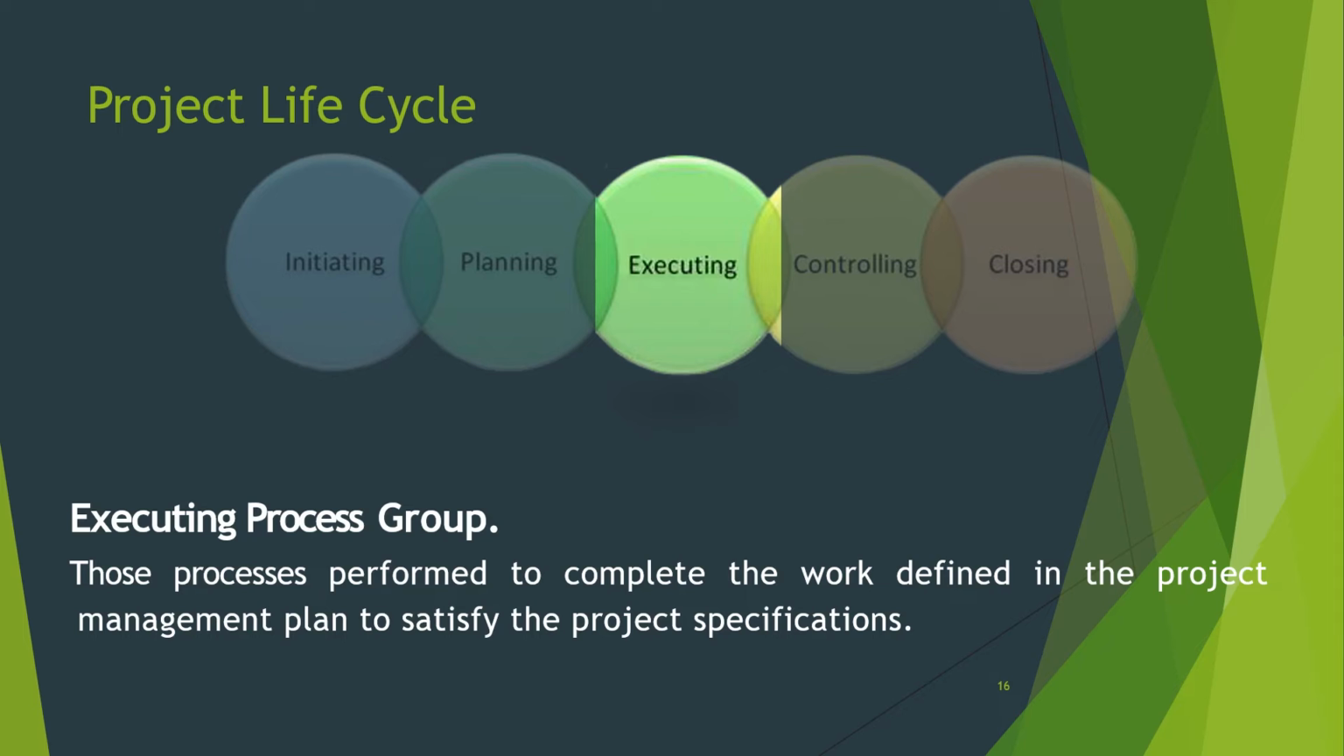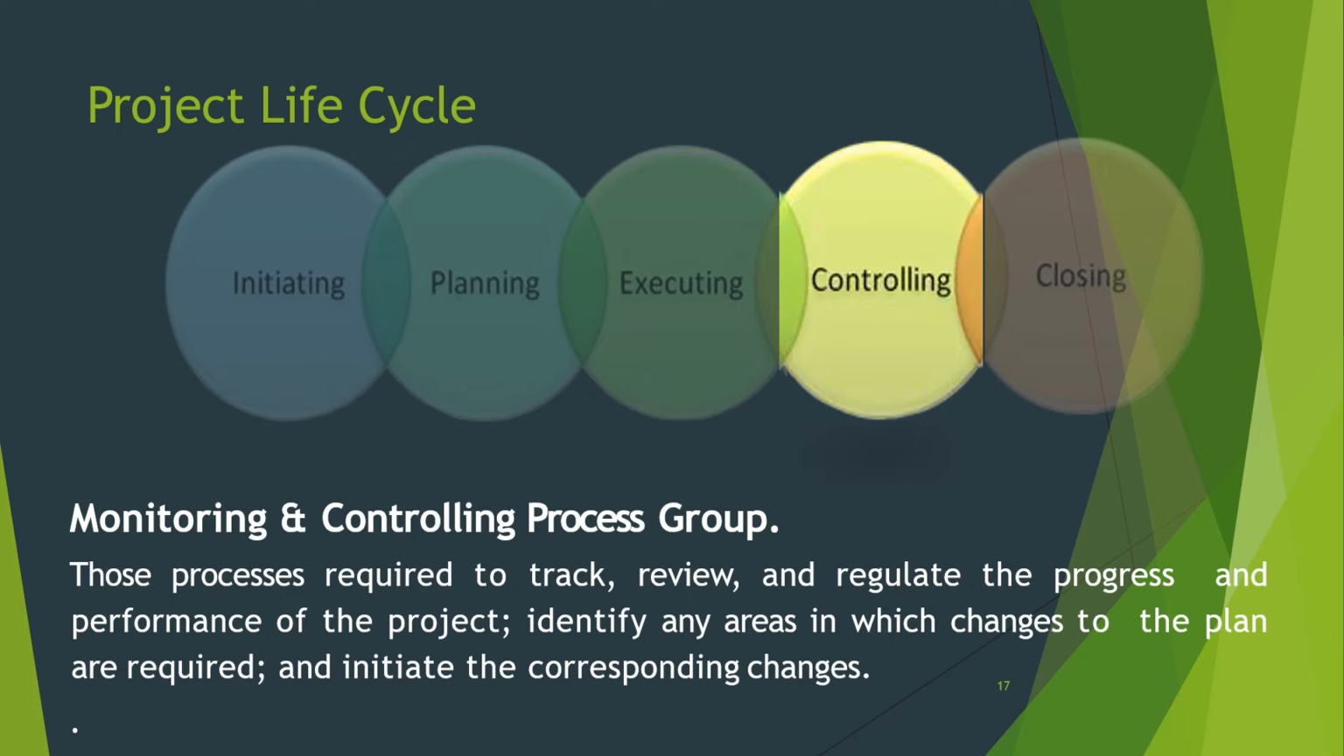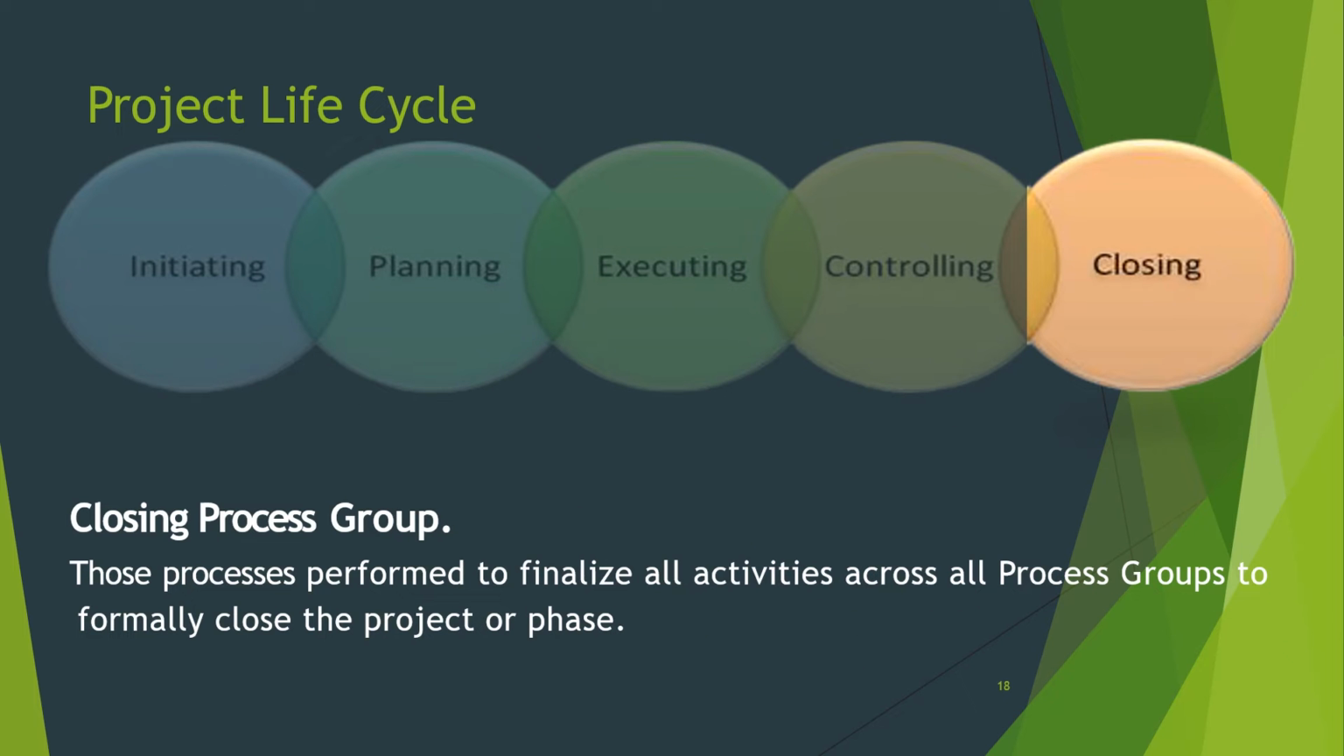Comes execution. This we will normally call work in action. Processes are performed to complete the work defined in the project management plan to satisfy the project specifications. Controlling requires tracking, reviewing, and regulating the progress and performance of the project, identifying any areas in which changes to the plan are required, and initiating the corresponding changes, the scope changes which we generally talk about. Finally, the closing phase, those processes performed to finalize all the activities across all project process groups to formally close the project or the phase.